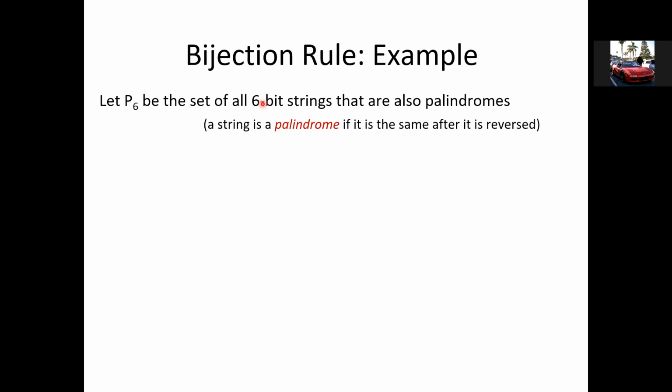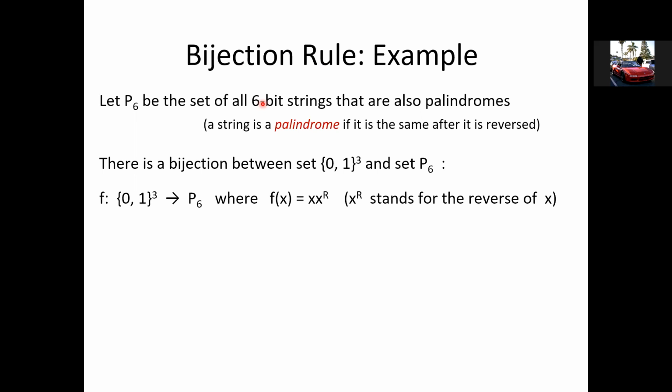Okay, so in other words, the first element has to be the same as the last, the second must be the same as the second to the end, etc. How many strings are there like this? Well, here's a bijection between 3-bit strings and palindromes of length 6.